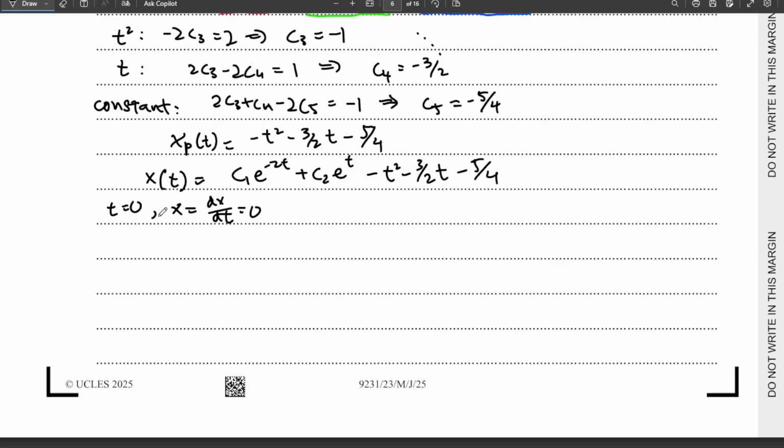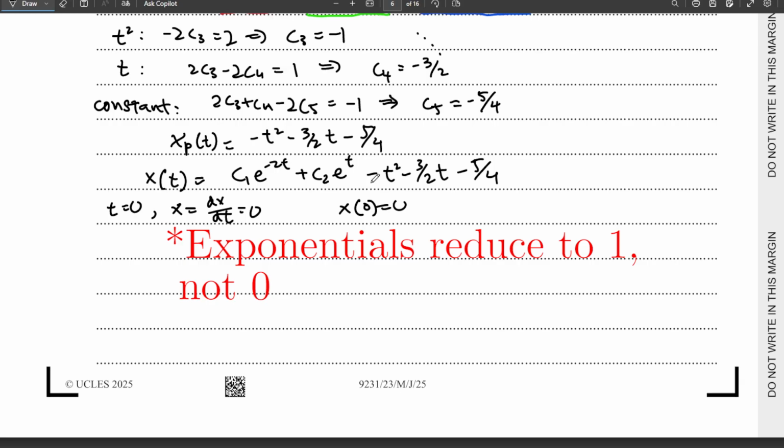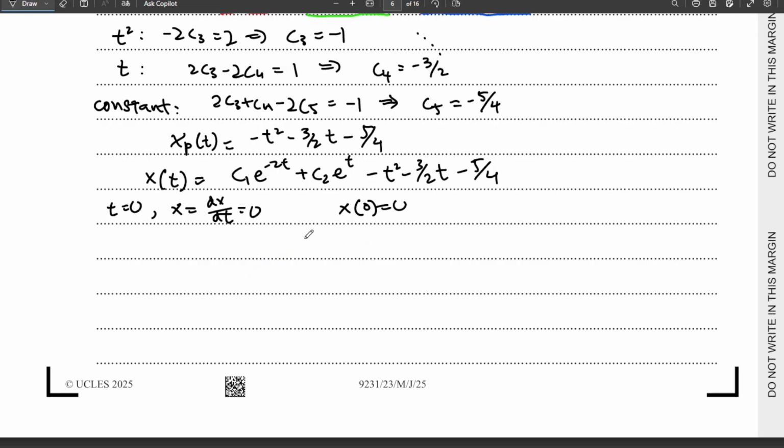Okay, so let's deal with the x equals 0 case. So we know x(0) equals 0, and that means all the exponential terms go to 0, as well as all the terms of the polynomial with t. So we can reduce it to c1 plus c2 equals 5 over 4. Okay, so that's the first equation. We have two unknowns, so we cannot directly solve for this. We need the second equation that's coming from the dx/dt.